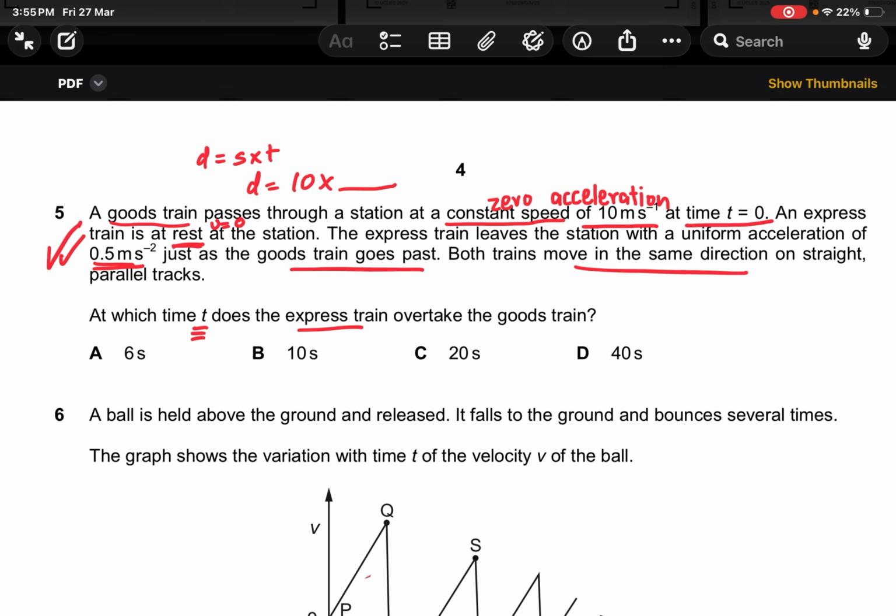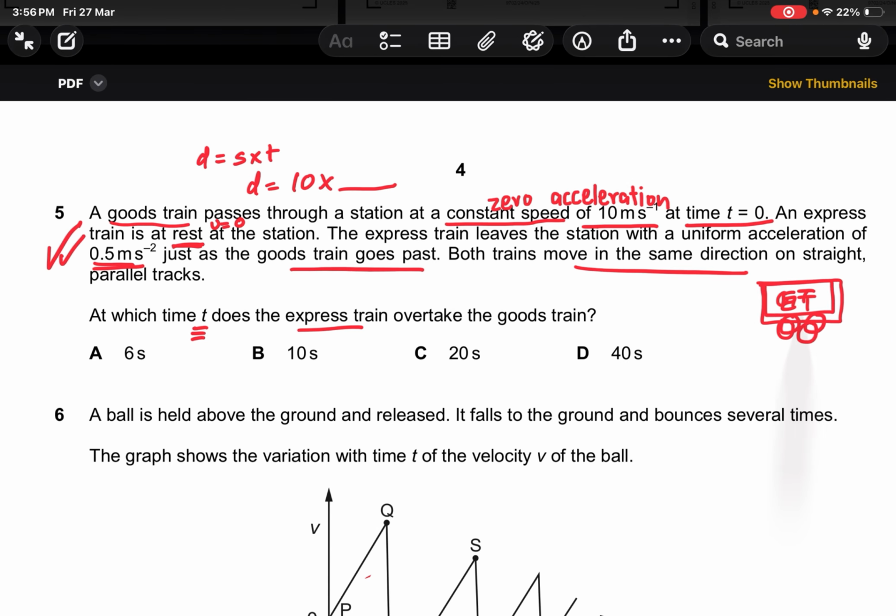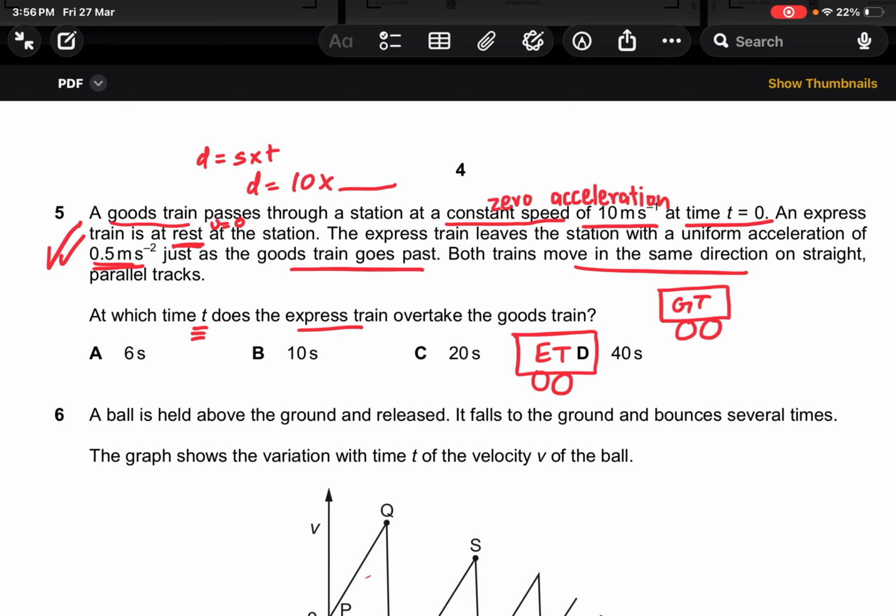Over here you need to find one thing: the time at which they are equal. This is your goods train, GT, and this is your express train, ET. The goods train is moving, and at a certain time it bypasses the express train. But as both trains are moving, at some point the express train is going to overpass the goods train.